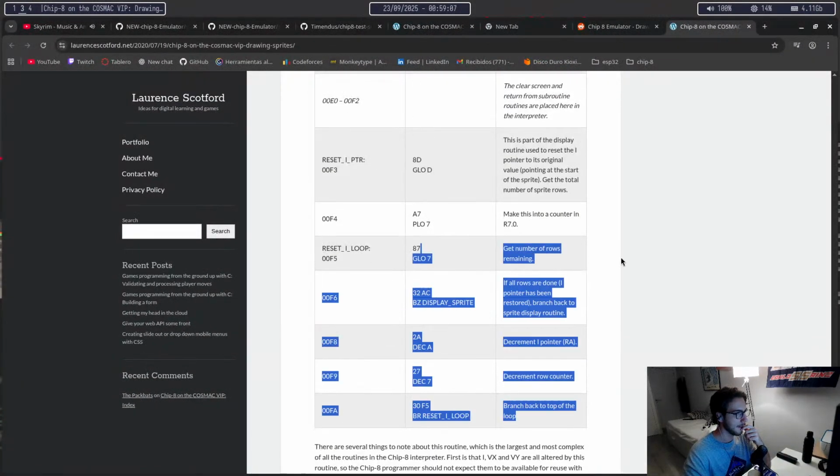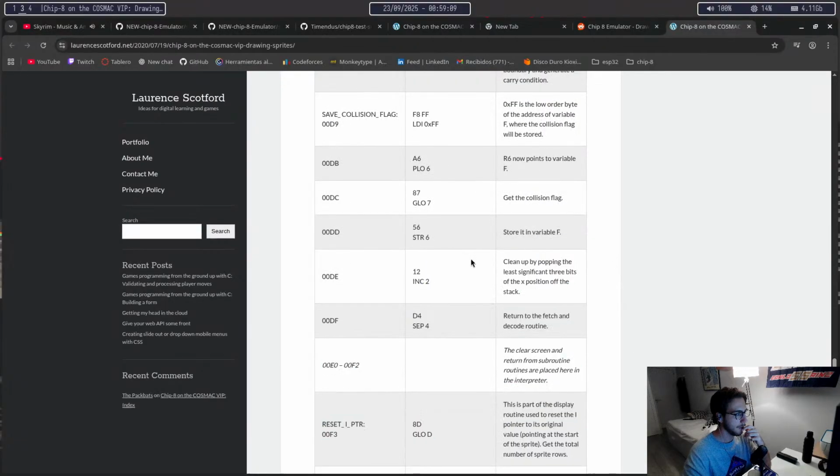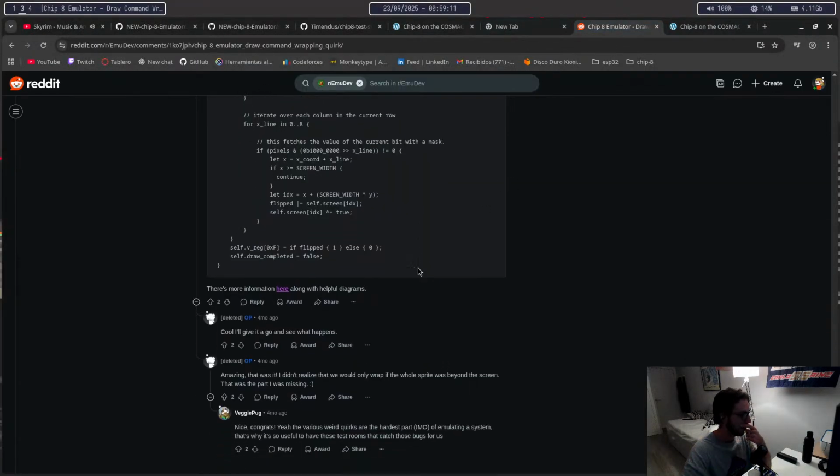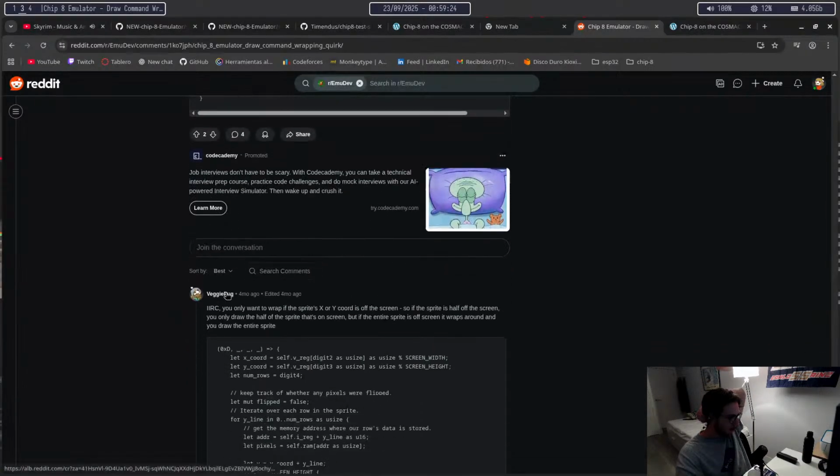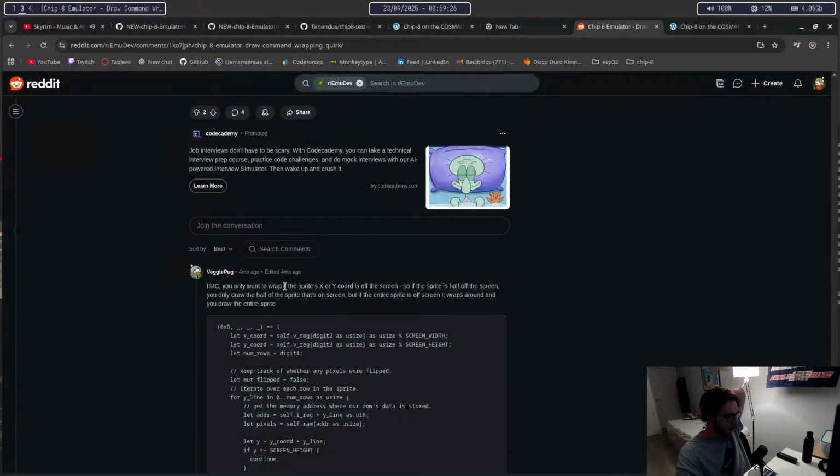Still the same thing. Clearly I pop in a significant bit. Amazing, that was said. I didn't realize that we would only wrap if the whole sprite was beyond the screen. That was the part that I was missing. Okay, what? So, you only want to wrap if the sprite X or the Y coordinate is off the screen.